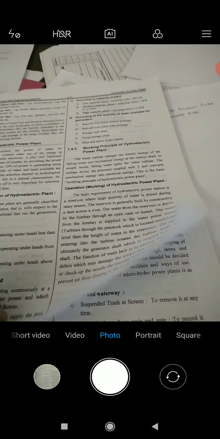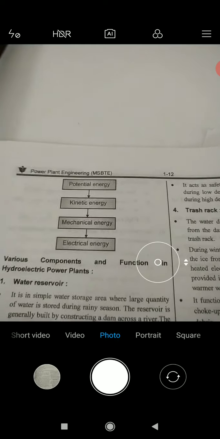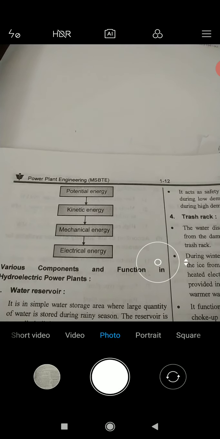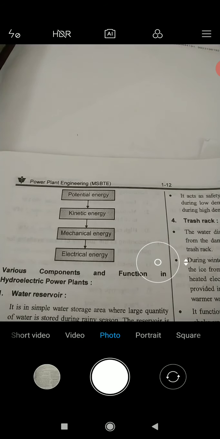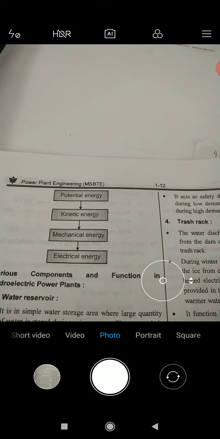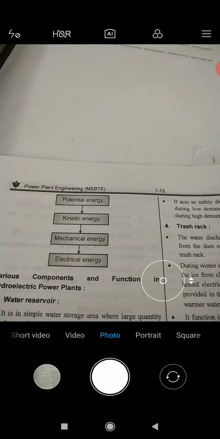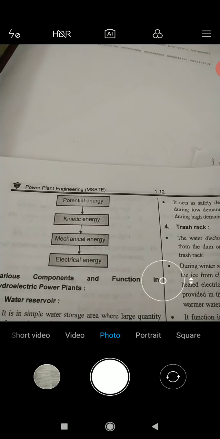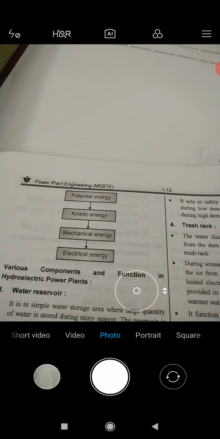Basically, we will study the principle of the hydroelectric power plant. This is the basic principle flow chart of the hydroelectric power plant. Initially, the water stored in the dam has potential energy. It is passed through the penstock to the turbine. It converts into kinetic energy, then kinetic energy is converted into mechanical energy, and mechanical energy is converted into electrical energy. So this is the basic principle of the hydroelectric power plant.